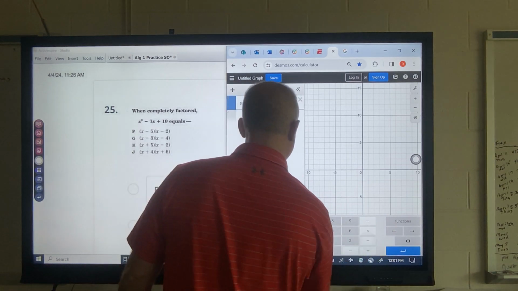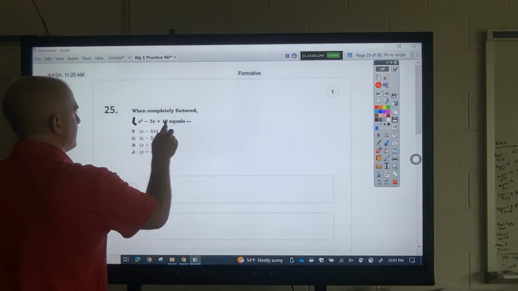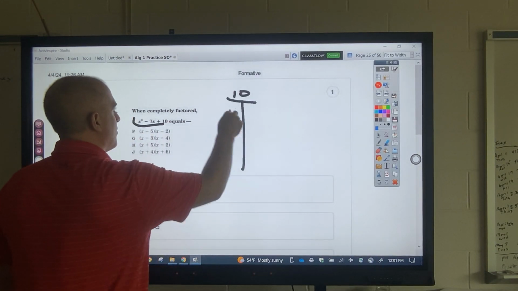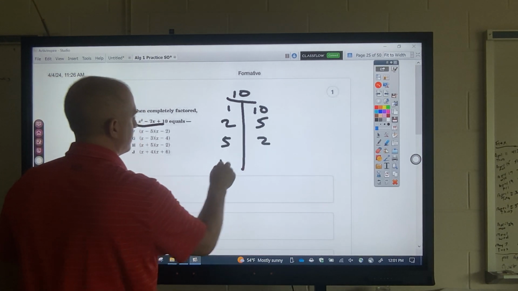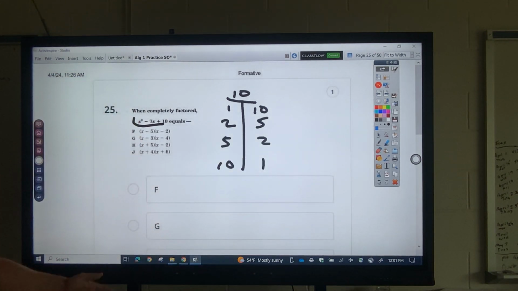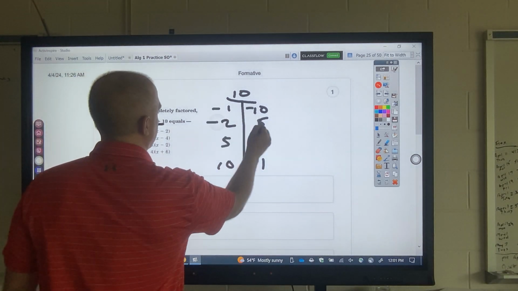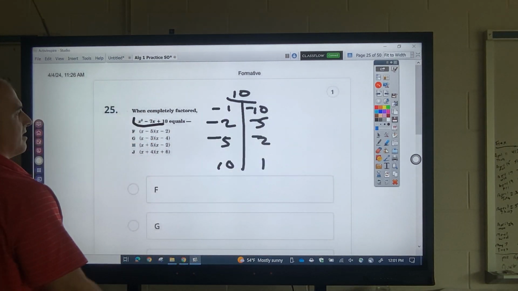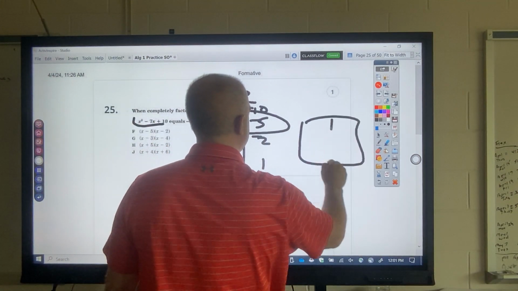1, -7, and 10. That would be 1. So 1 times 10 would be 10. Factors of 10: 1 and 10, 2 and 5, 5 and 2, 10 and 1. Do you have to write them that way? You can just write those top ones in this case. That last number is positive, so both of those are going to be negative. I'm looking for the set. You can choose either set because both of them add up to -7.